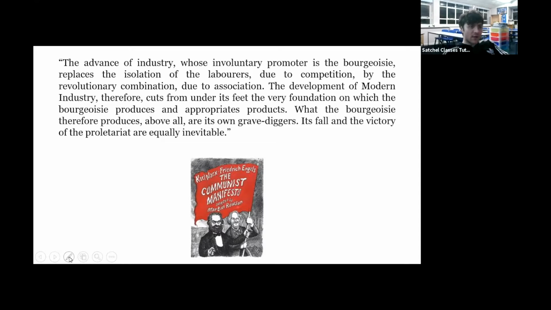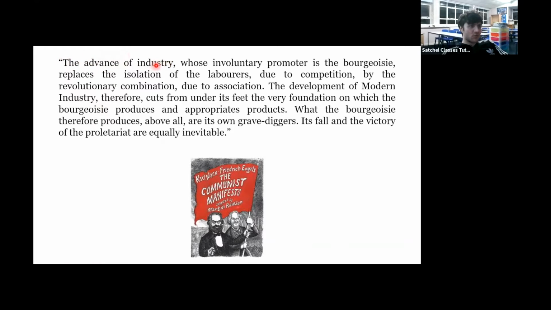The advance of industry. So we're just going to pause there. Oh, actually, I might try and use my laser pointer. Yeah. So the advance of industry here, that means industrialization under Sergei Witte, more and more factories.